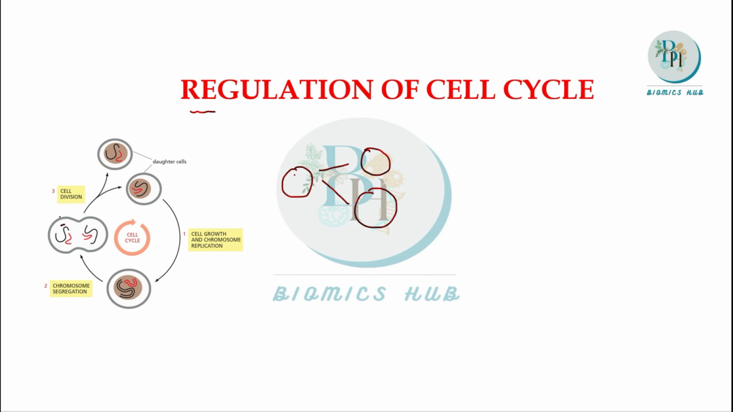Like in the cell, what is present? There are different types of cell organelles, as well as the genetic material in the form of DNA. So this needs to duplicate itself before it divides into two daughter cells. Then only it can be transferred into the daughter cell.